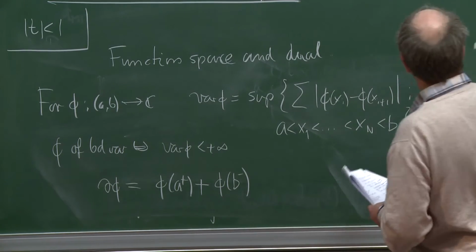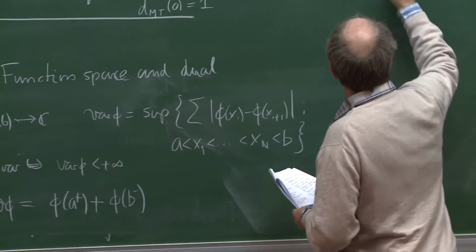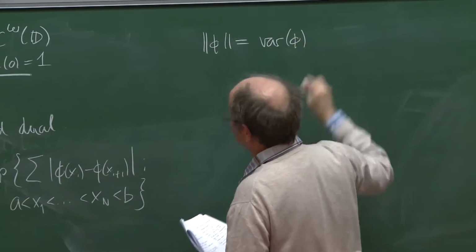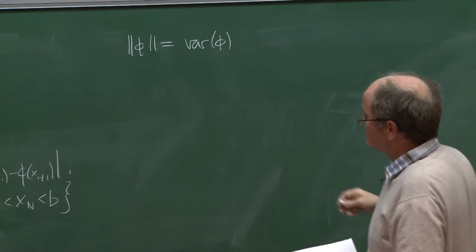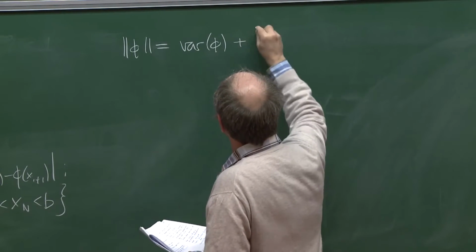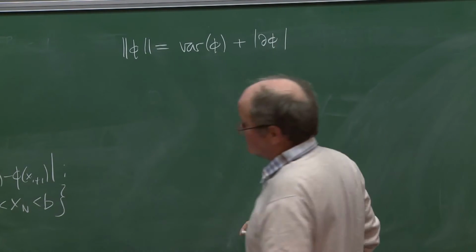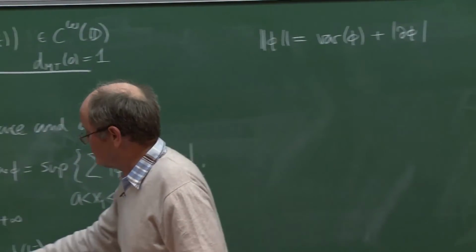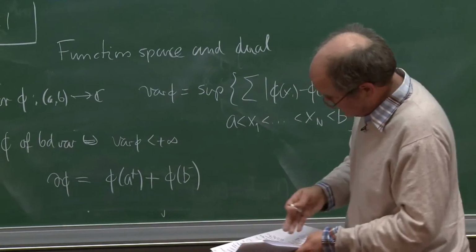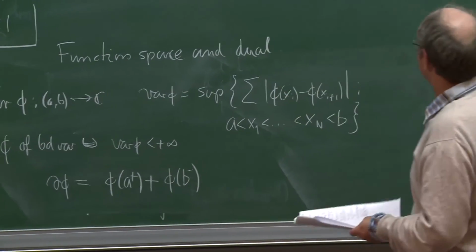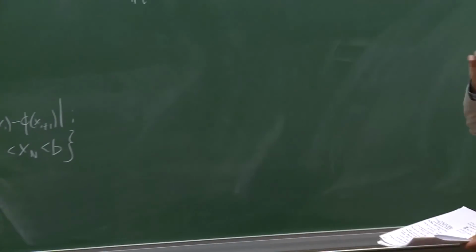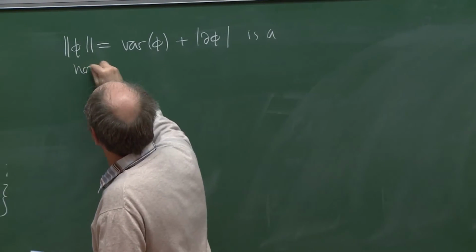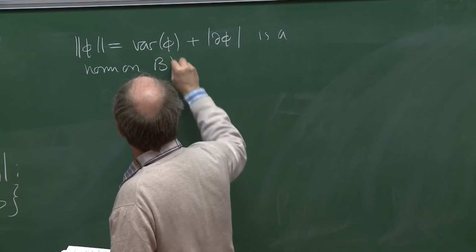It turns out then that a suitable norm on the space of functions of bounded variation is simply taking the variation plus the absolute value of this boundary value here, the value from the left, say the right limit on the left-hand side and the left limit on the right-hand side. And this is a norm on BV.